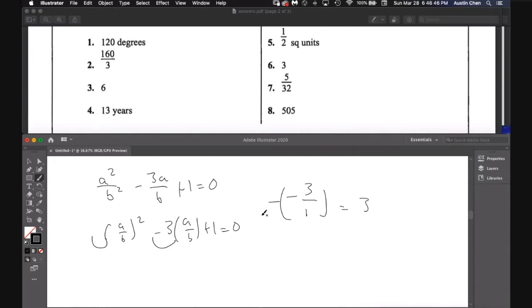If you don't know Vieta's, you can also just put in the quadratic formula here and find what A over B is and then sum it up, and then you can cancel out the plus or minus term. But obviously it's going to be a little bit slower than Vieta's. So again, if you don't know Vieta's, you should go search it up and try to learn about it.